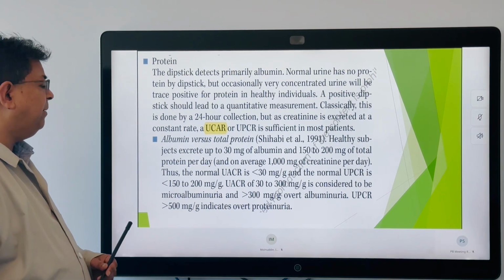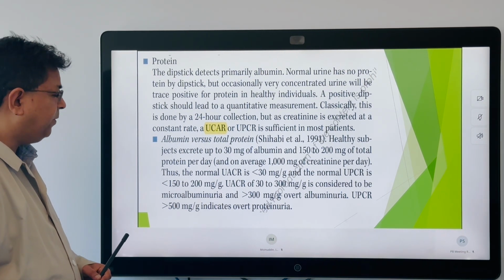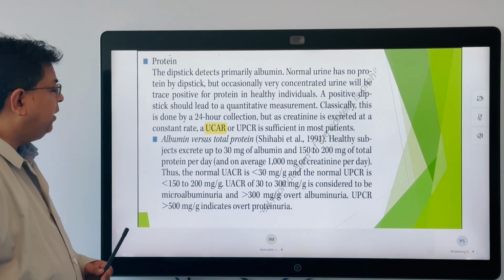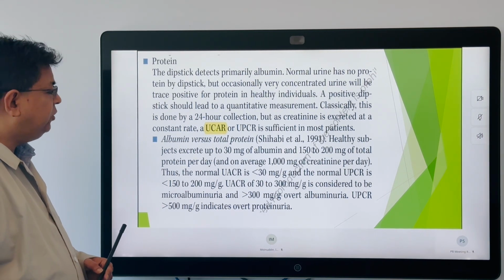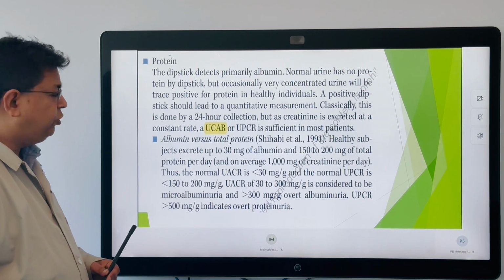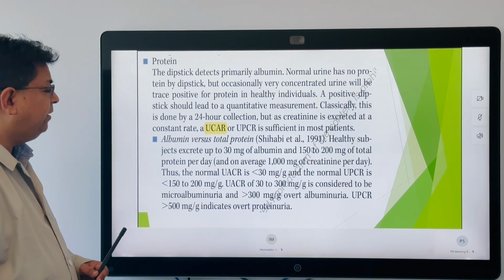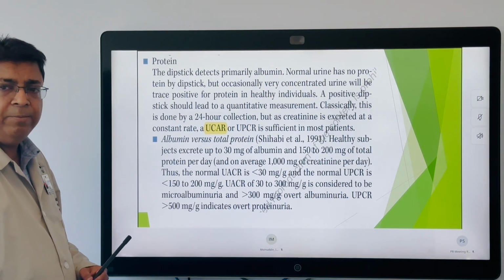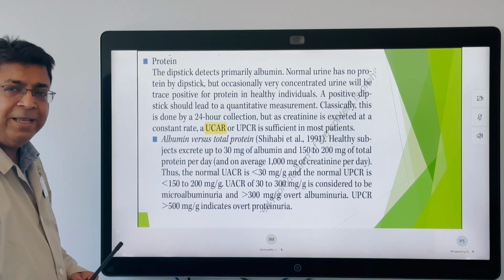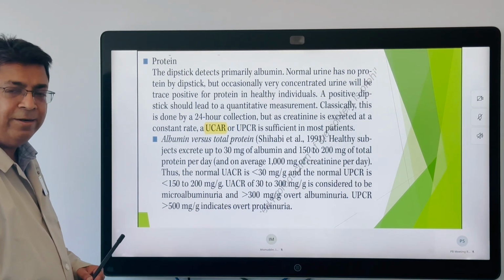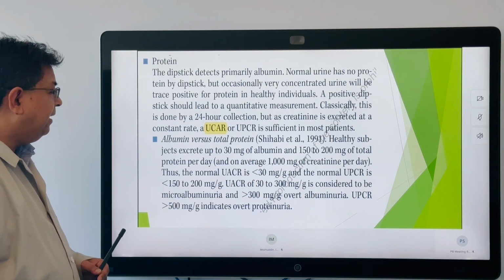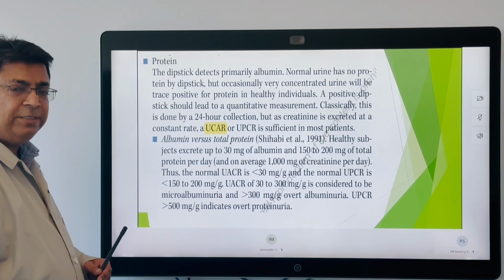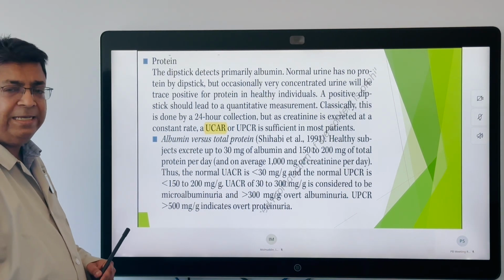Thus, the normal urine albumin to creatinine ratio is less than 30 milligrams per gram, and the normal urine protein to creatinine ratio is less than 200 milligrams per gram. Urine albumin to creatinine ratio of 30 to 300 milligrams per gram is considered to be microalbuminuria, and greater than 300 milligrams per gram is overt albuminuria or macroalbuminuria, but the terms microalbuminuria and macroalbuminuria are no longer used. Urine protein to creatinine ratio greater than 500 milligrams per gram indicates overt proteinuria and should be investigated and explained.